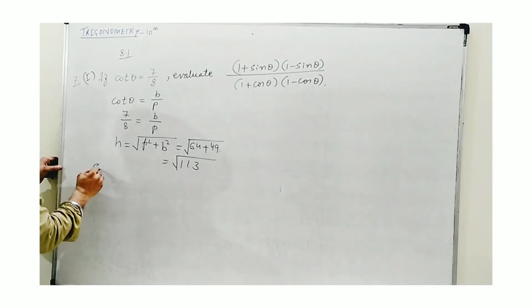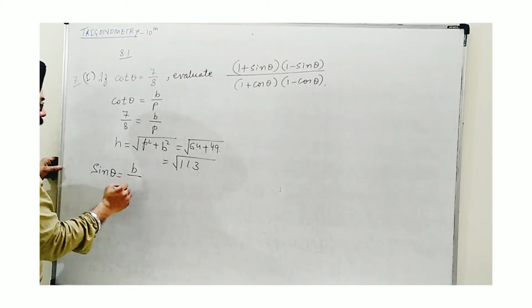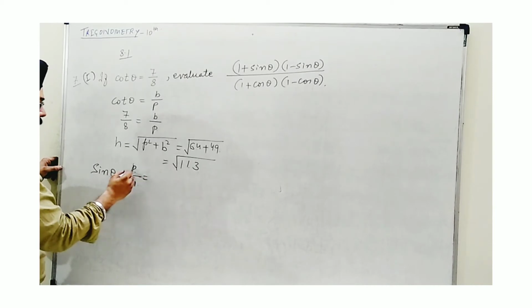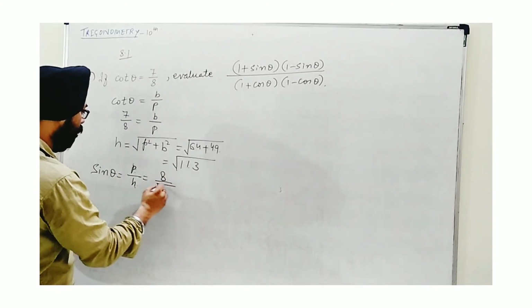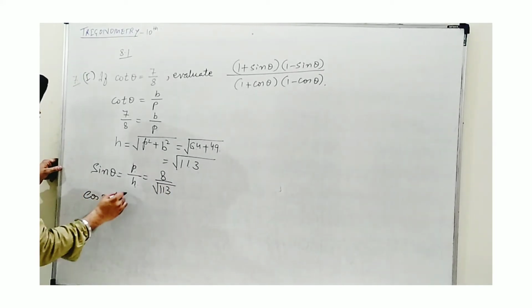Now we need only sine theta and cos theta. So sine theta by ratio is p upon h. Its value p we have obtained as 8, and h we have obtained as root 113. We will put it as it is. Cos theta is b upon h.